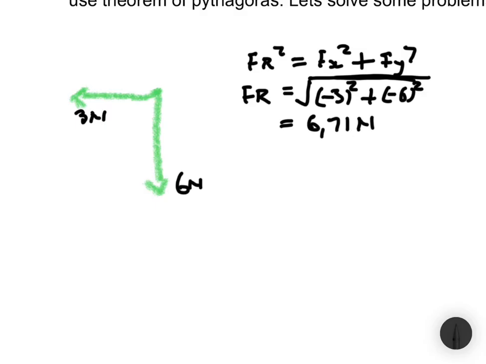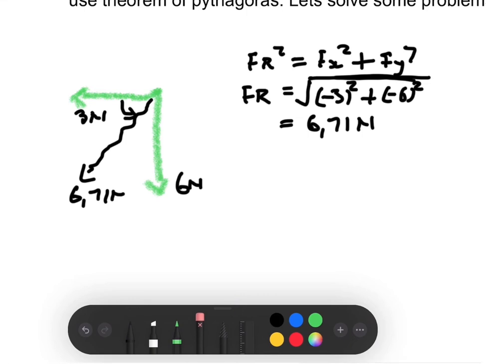So now we have a resultant of 6.71 newtons, right? So obviously our resultant is going to be somewhere here, and it is 6.71 newtons. And now we have to find an angle. Unless the question is very strict with the angle it wants you to find, this is the angle I want us to find, right? This angle here is the angle I want us to find if the question is not strict about which angle. But then it doesn't really matter.